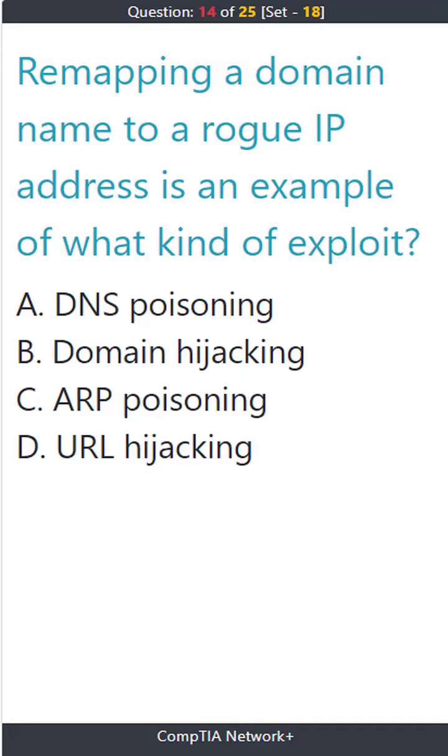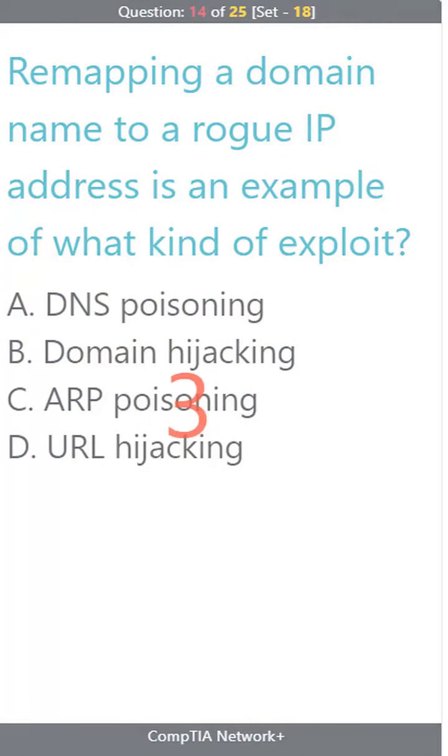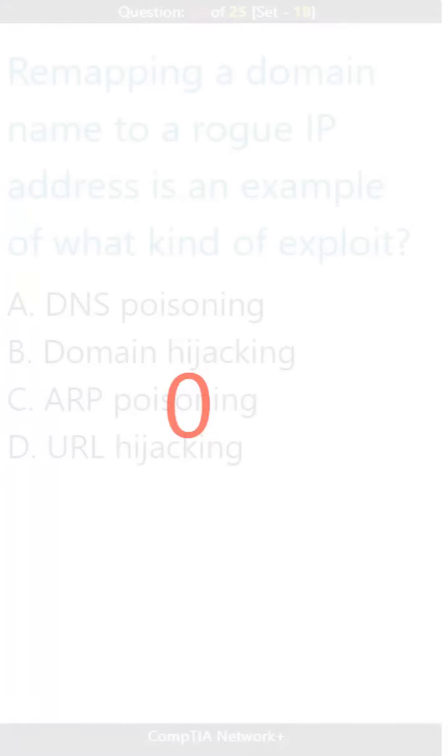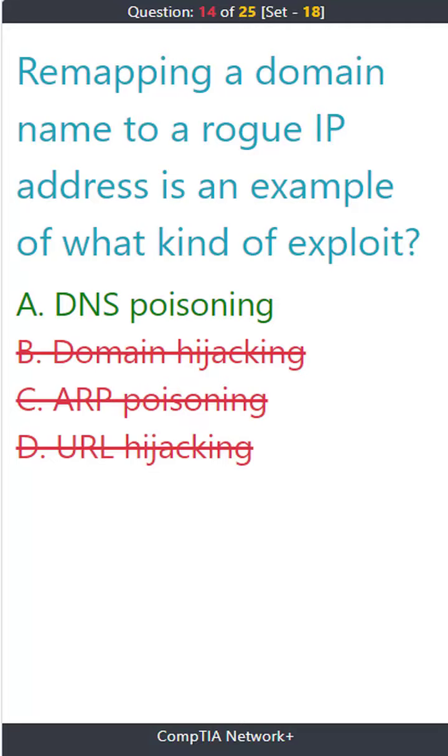Question 14. Remapping a domain name to a rogue IP address is an example of what kind of exploit? A. DNS poisoning. B. Domain hijacking. C. ARP poisoning. D. URL hijacking. The correct answer is A. DNS poisoning.